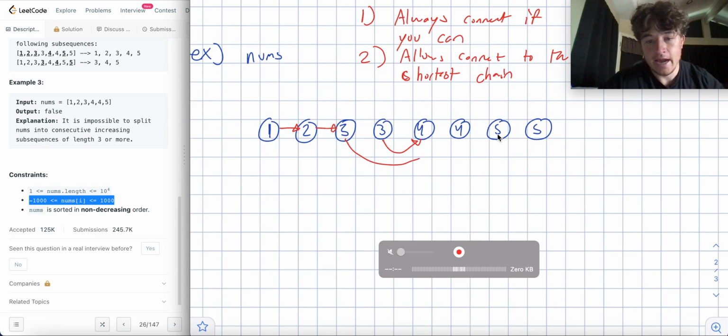All right, now I have this 5 here, and now we're going to deal with a similar problem, right? Because who should I connect to? Well, there's this 4, and it has length 4, or I have this 4, and it has length 2. Well, I should always connect to the shortest chain, so this 4 here.